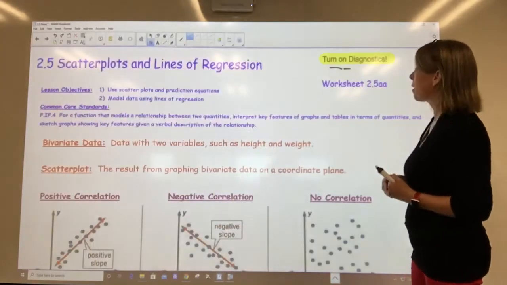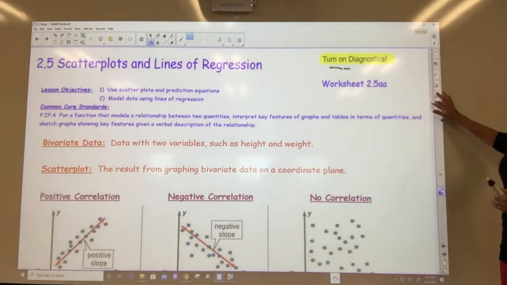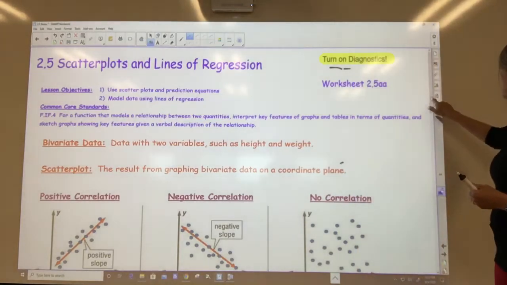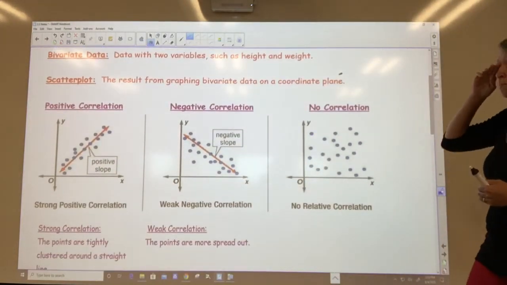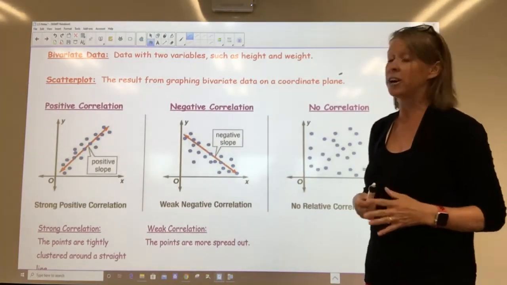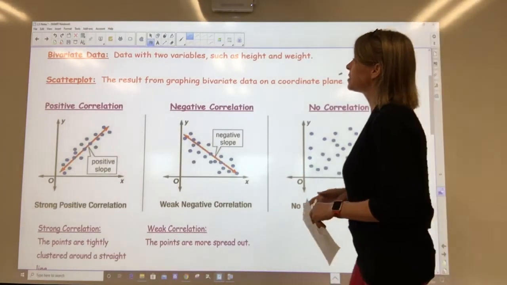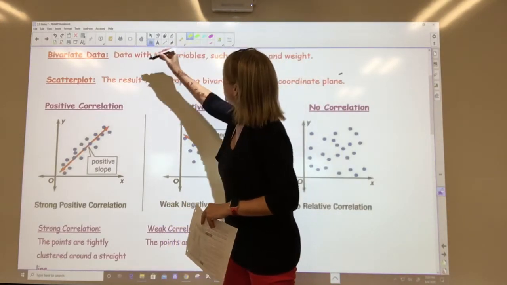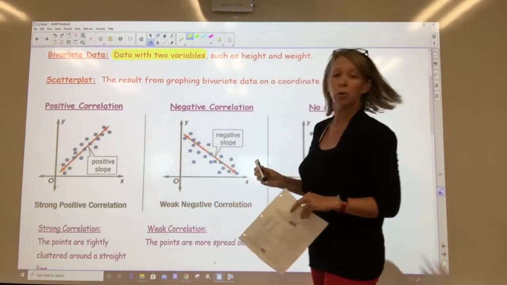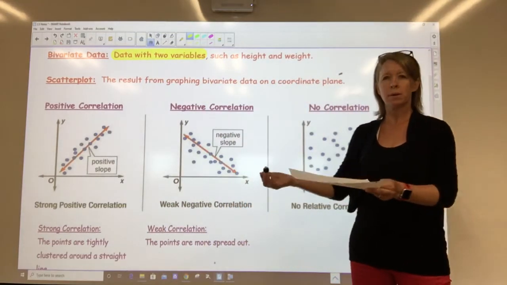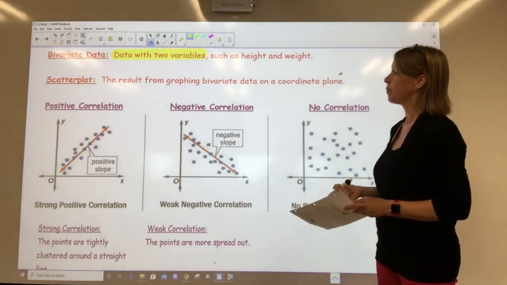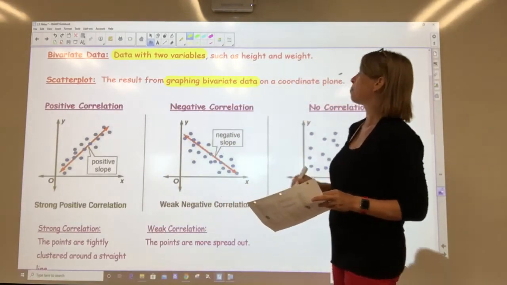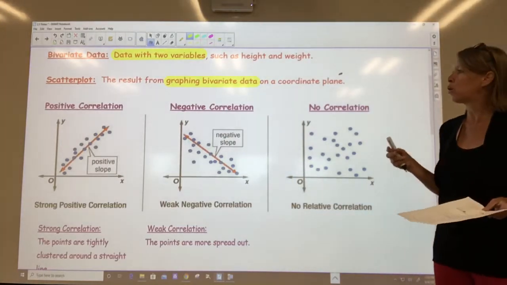Okay. So we're going to go back to the notes page here today. We're going to first just kind of talk a little bit here about just bivariate data. Okay. What bivariate data is. Bivariate data is anytime you have data that is comparing two variables, okay? Like maybe you would compare someone's height and someone's weight, okay? So typically scatter plots are what you get when you graph bivariate data on a coordinate plane.